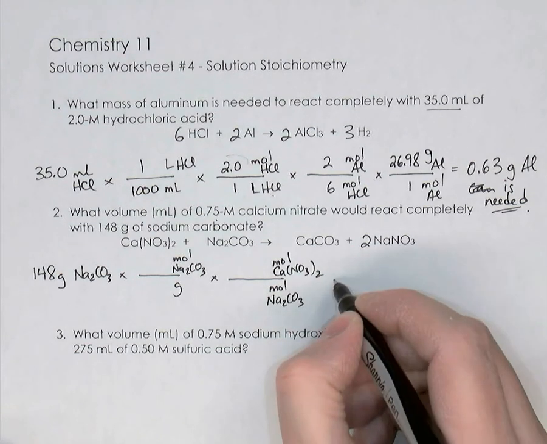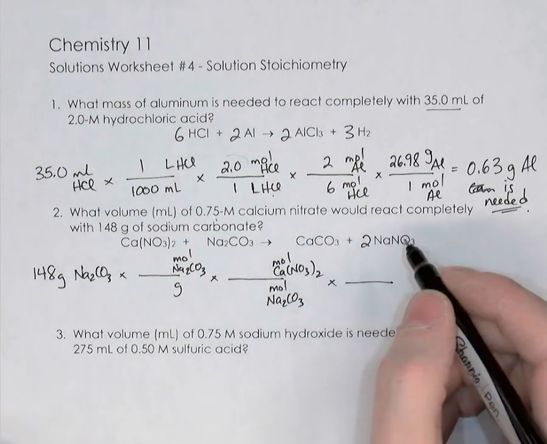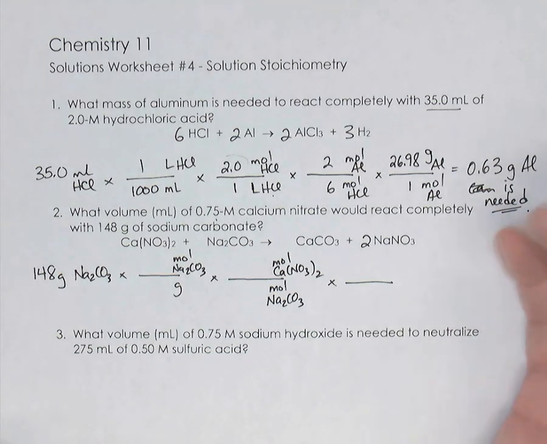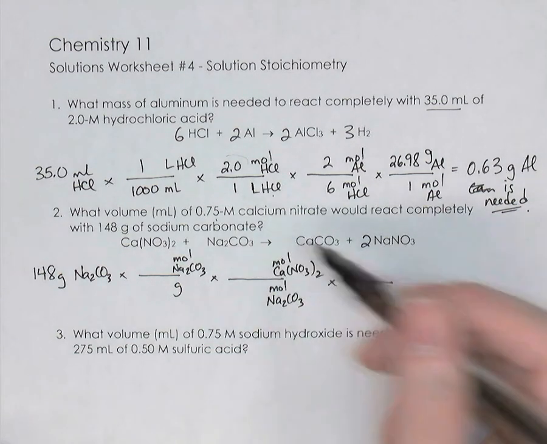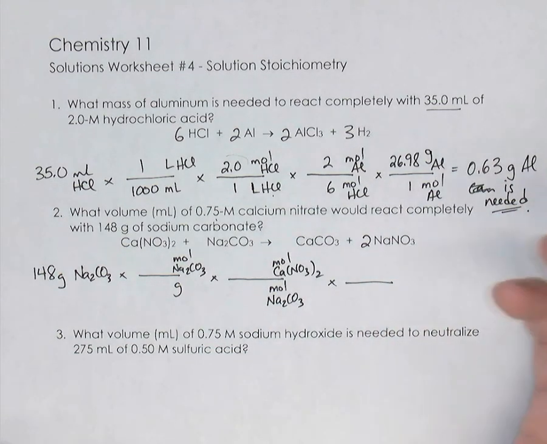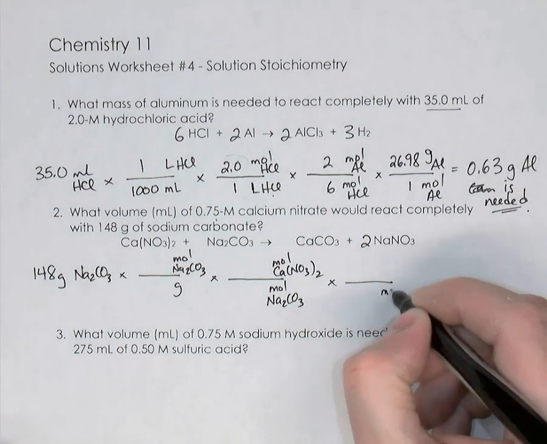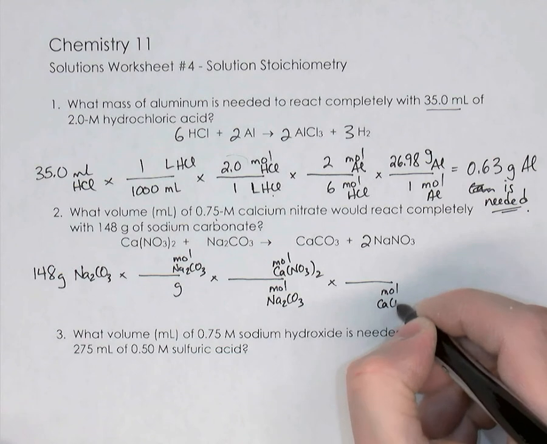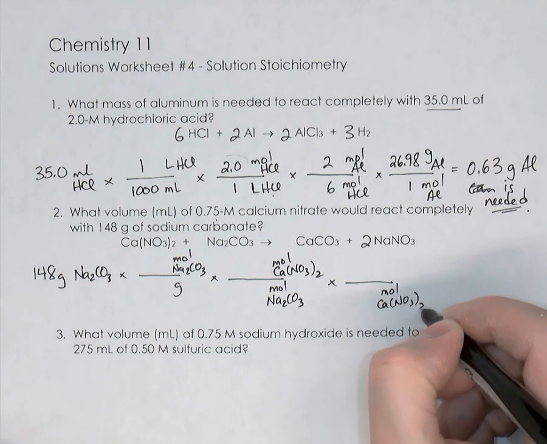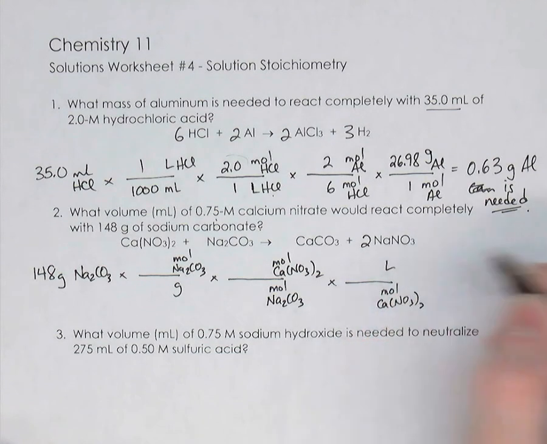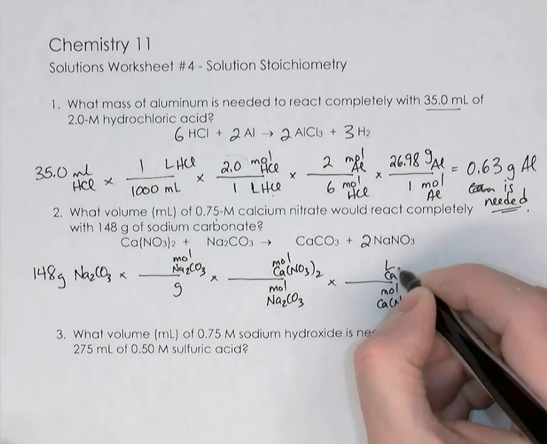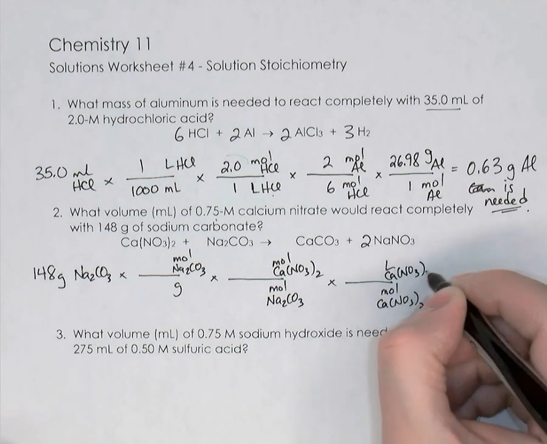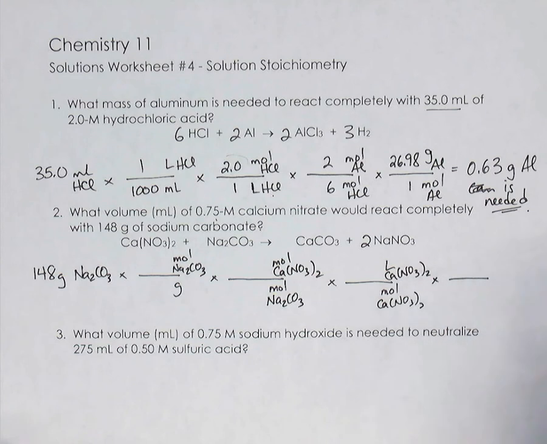And we were asked what volume of the calcium nitrate, because it's a solution and we have its concentration, which is 0.75 moles per liter, 0.75 molarity. So therefore we can take the moles of the calcium nitrate and switch that to liters of calcium nitrate. And finally it asked for the answer in milliliters, so let's just switch our liters to milliliters.